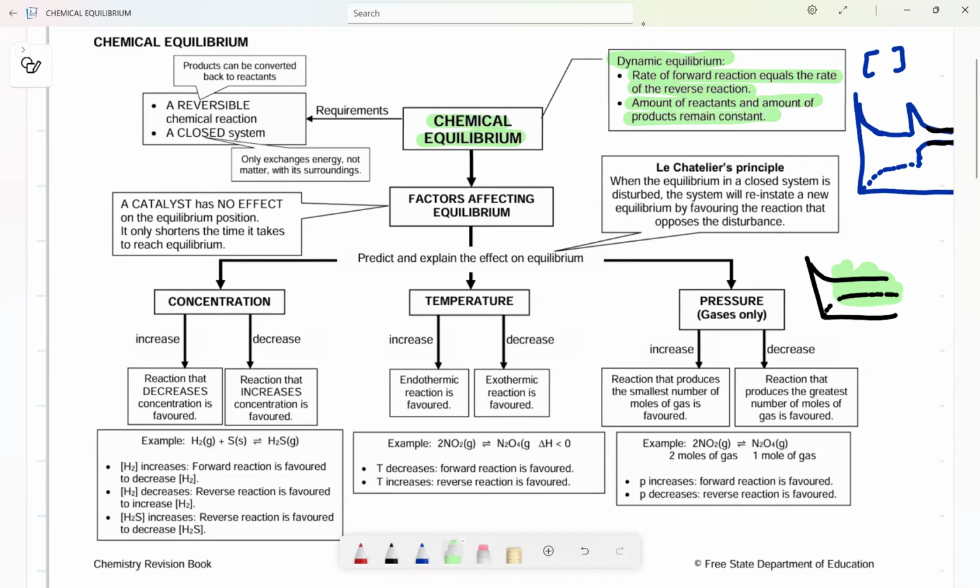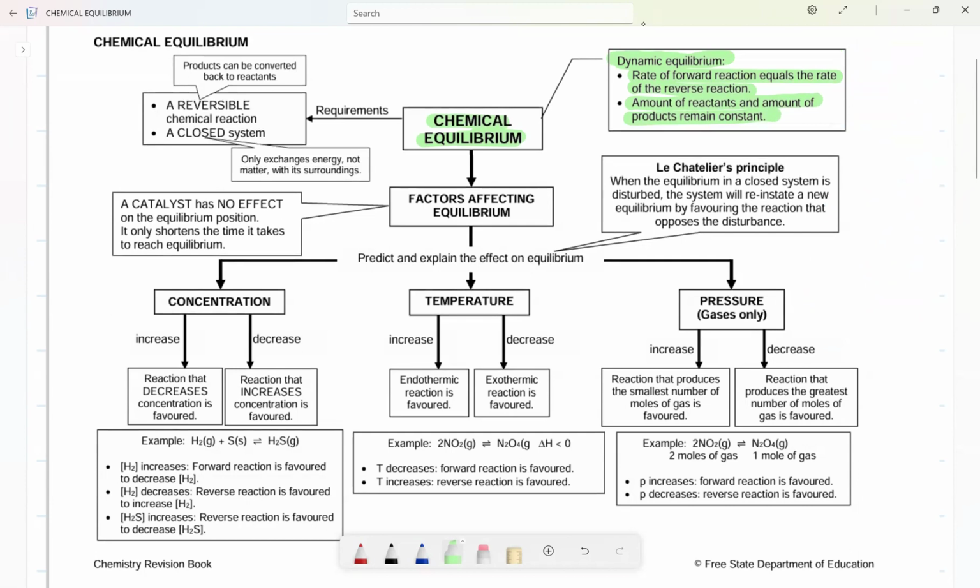Now, can you see that the concentration of the reactants is no longer changing? It is constant. Similarly, the concentration of our products is not changing, it is constant. So this is what we refer to by those two definitions. I want to believe you are trying to understand for now. Okay.